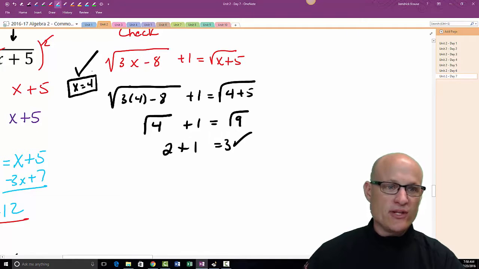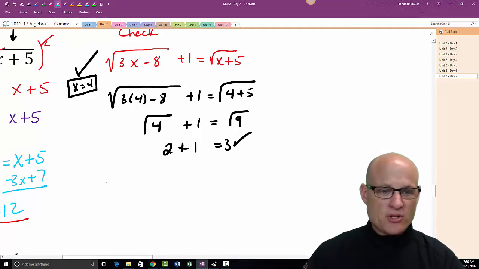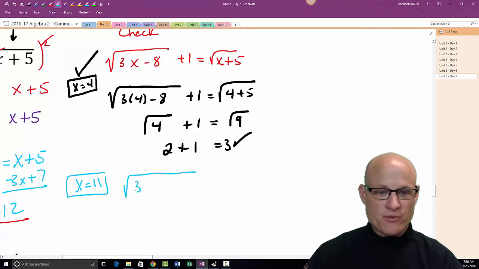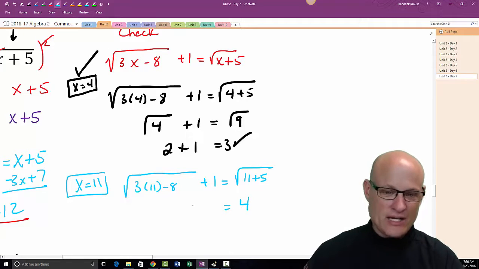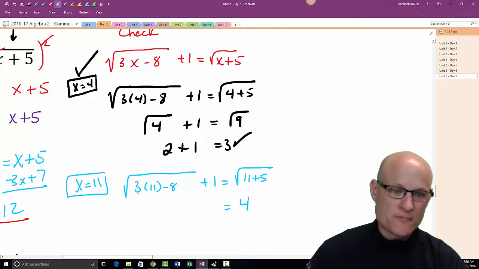So let's try this next one. We're going to plug in x equals 11. I'm pretty sure this one's not going to work, kids. 3 times 11, oops, got to get the right check, minus 8 plus 1. Does that equal the square root of 11 plus 5? Well, 11 plus 5 is 16. The square root of 16 is 4. So I need this side to come out to be 4.